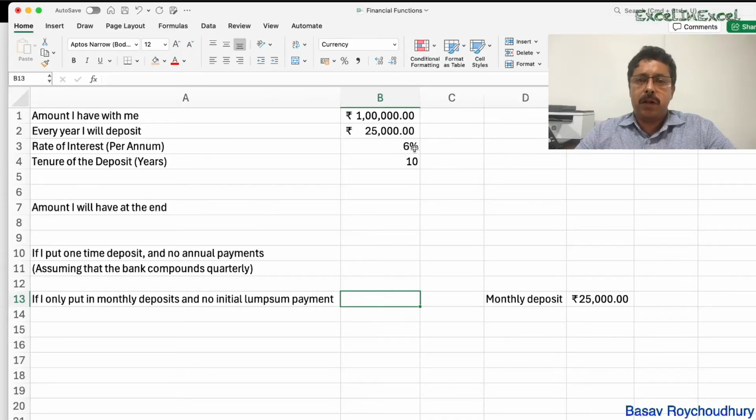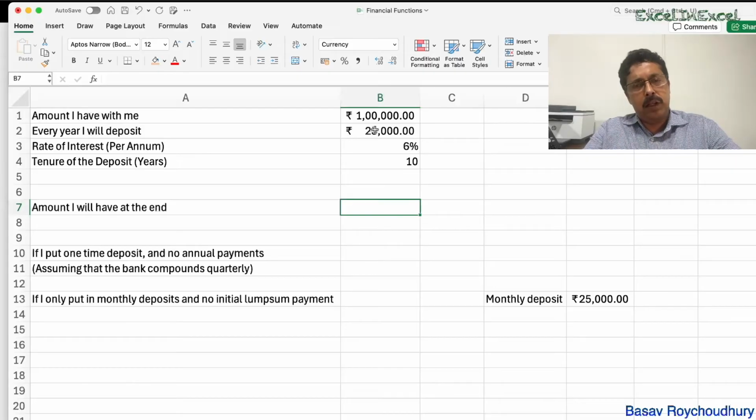And the rate of interest per annum is 6%, and I want to continue this for 10 years. Now in that case, what will be my amount at the end of 10 years? What I am saying is that today I have 1 lakh which I'll put into the bank. Every year for 10 years I'll deposit 25,000 per annum. The rate of interest is 6%, and the deposit is for 10 years.